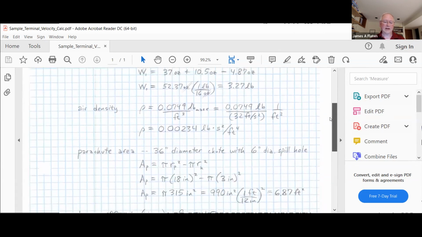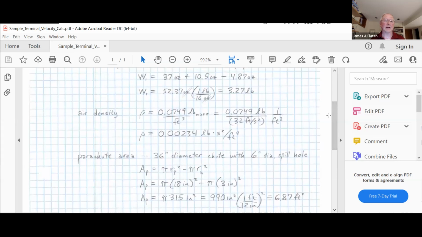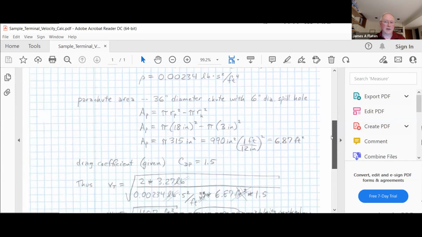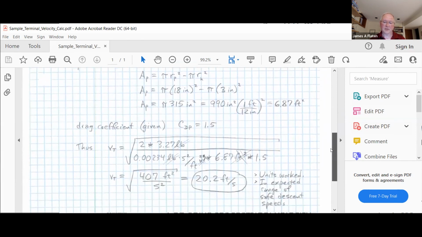So the parachute area, let's say I have a 36-inch diameter parachute, but let's say there's a 6-inch diameter spill hole in the middle of it. So the area would be pi r squared for the big radius minus pi r squared for the hole. So that's pi times 18 inches squared minus pi times 3 inches squared. Put that all together and I get 990 square inches or 6.87 square feet. So that's my parachute area. The drag coefficient, let's just assume that this parachute has a 1.5 drag coefficient. Again, you can look that up. It's based on the geometry of the parachute.